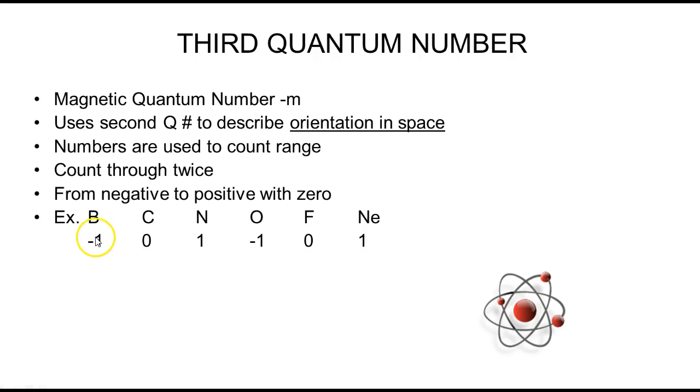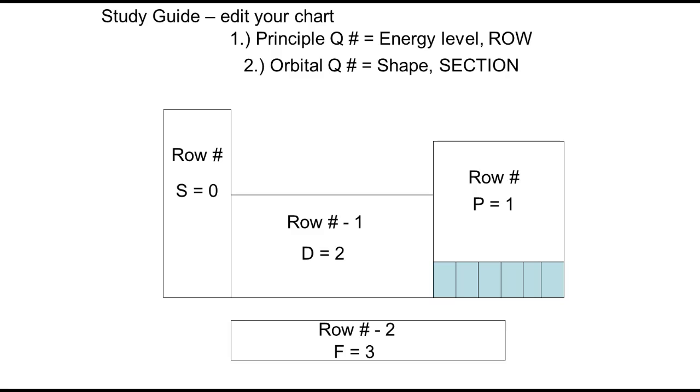Okay, so we're going to do a range of a negative number to a positive number, and then we're going to start over again and do negative number to positive number. Well, you might be going, how do I know what negative number to start with? I'll show you. Going back to your periodic table, you have already labeled this information, so let's go ahead and add the third quantum number's information. That's the magnetic quantum number, and its orientation and range.